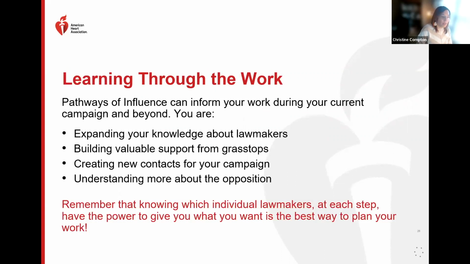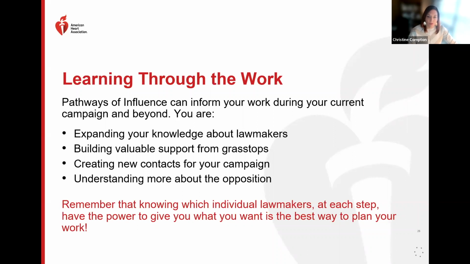So after we went through some of our top tips for exercises and activities and how to dig in, remember that you can really inform your work by doing this type of exercise and research. You're going to expand your knowledge about your lawmakers and your community and how and why decisions are being made in your state and at the federal government level as well. You're going to build that valuable support from grass tops and hopefully grassroots as well. And then you're going to create new contacts for your campaign and understand more about the opposition. And remember that even if you're not successful initially, you're going to be building these resources for your campaign and for the future work that you do.